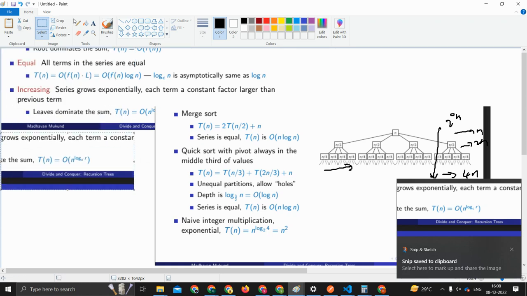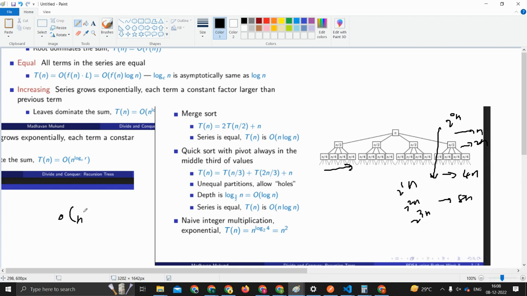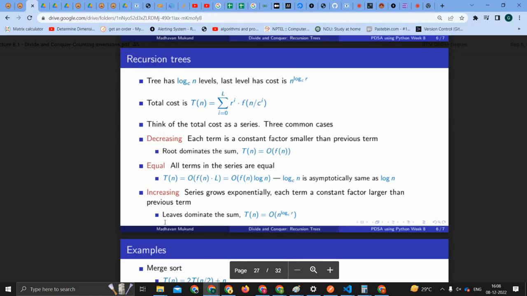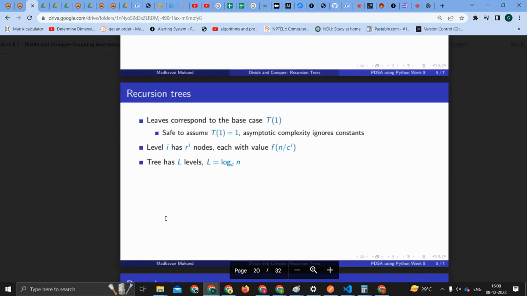Look at the formula. N to the power log base C of R, right? Log to the base C of R. So how do we do this? What is C and what is R? I think R is 4, in the first case. I mean, like the divisions that we are doing, I think R is 4.